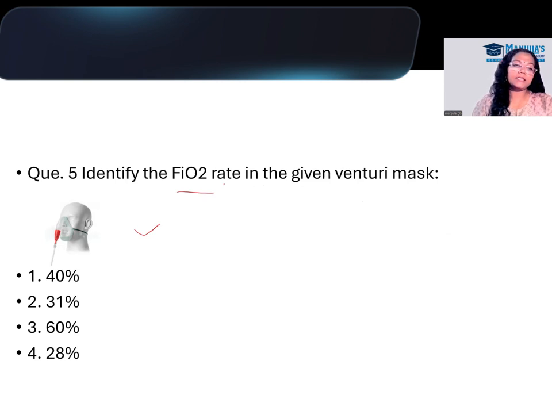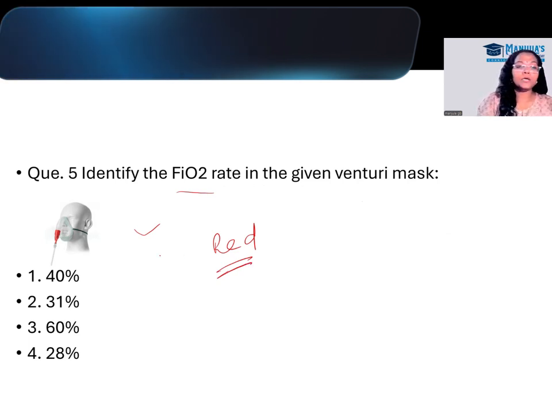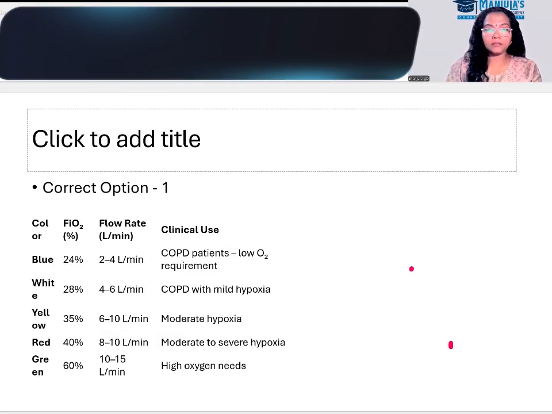Now you can see that the color is red, correct? So when you see the image, your attention should go to that color red. Now let us see the choices: 40%, 31%, 60%, 28%. So the correct answer is A, that is red. Okay, red is 40%. So this is a very important area that you should learn by heart.